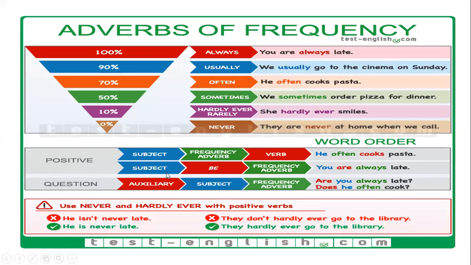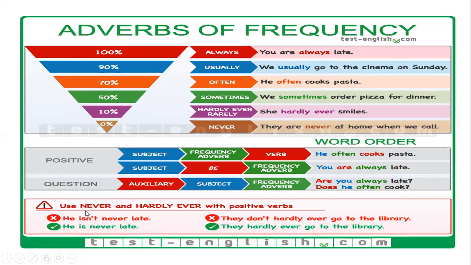When you have the verb to be, the story is different, because then you have to write the subject first, but later you have to add the verb to be. So it's subject plus the conjugation of the verb to be plus the frequency adverb, only with the verb to be. You say, you're always late. And when we have a question, you have the auxiliary verb. It can be verb to be or do, right? Plus the subject, plus the frequency adverb. Are you always late? Does he often cook? So it's a question structure.